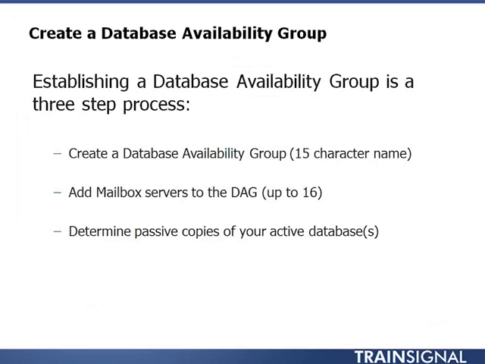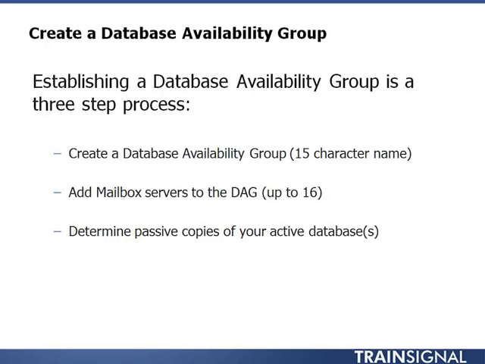Establishing a database availability group is really a three-step process. First, you create a database availability group. Second, you add mailbox servers to the database availability group. And third, you determine passive copies of your active database or databases. Worrying about whether or not you make those lagged copies or not is something that you can do later on. But to establish a DAG and ensure that your databases are protected, really it just involves these three simple steps.